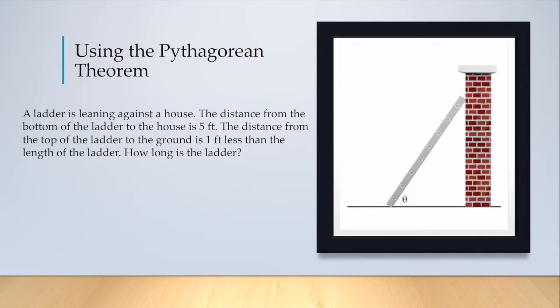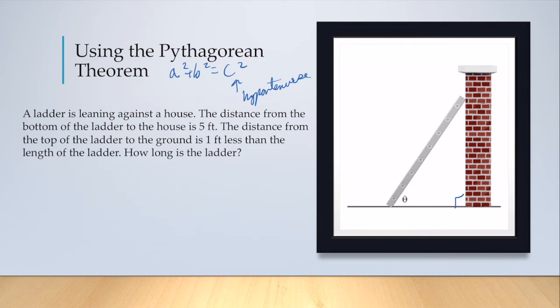Next, let's solve some problems using the Pythagorean theorem. We love the Pythagorean theorem. So friendly reminder, the Pythagorean theorem for right triangles is a squared plus b squared equals c squared, where c squared is the hypotenuse, otherwise known as the long side.